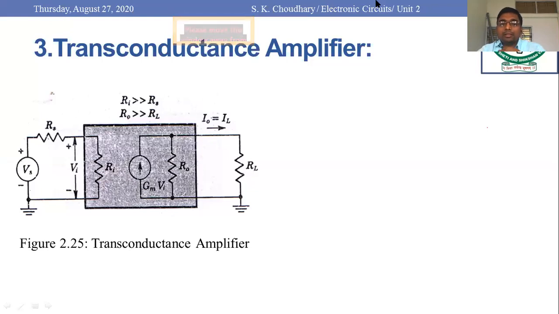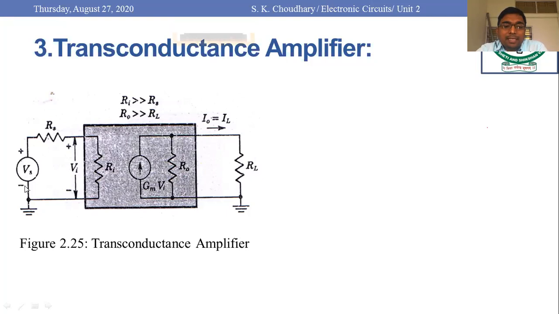Okay. We have to move to the next topic, the transconductance amplifier. So everyone note down this diagram. In this case, you can see the input circuitry is similar to the Thevenin's equivalent circuit, and the output circuitry is similar to the Norton equivalent circuit. So it is a combination of Thevenin's and Norton.